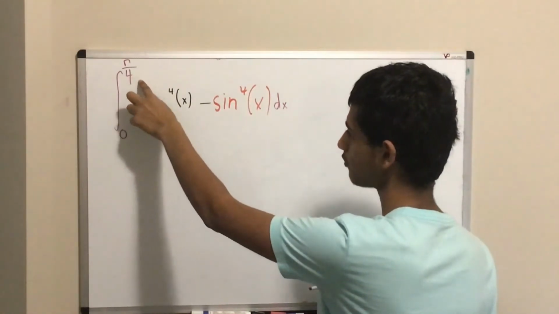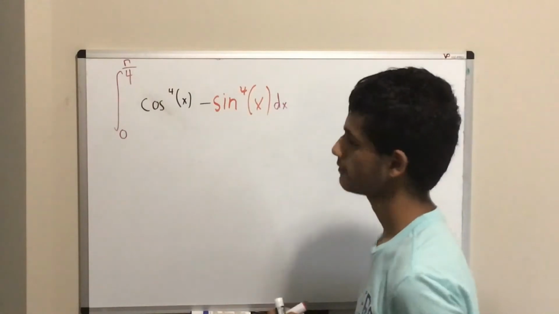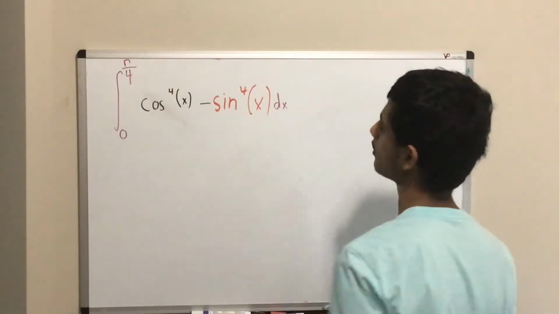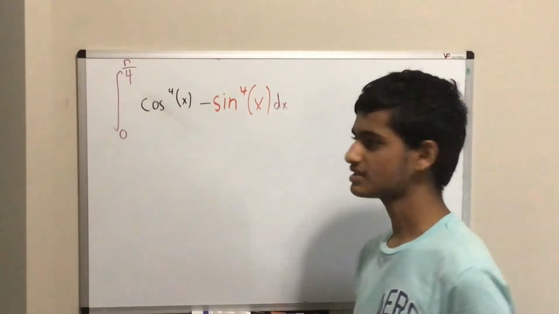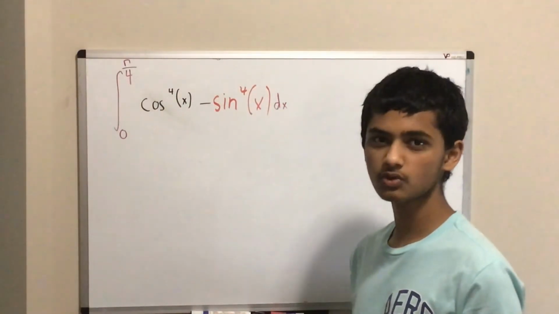In this video we'll try to find the integral from 0 to pi over 4 of cosine to the fourth of x minus sine to the fourth of x dx. Immediately looking at the problem, we don't know any clever identities for cosine to the fourth minus sine to the fourth, and we don't really know what we can do.